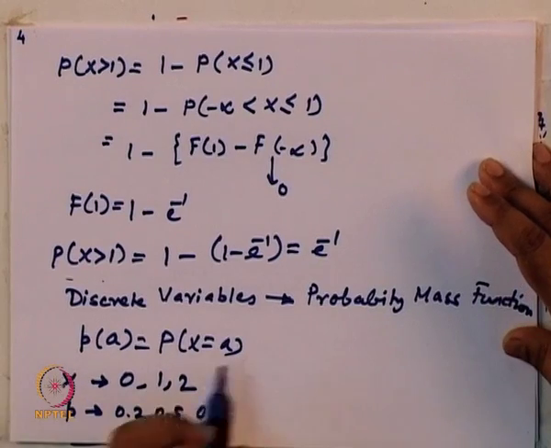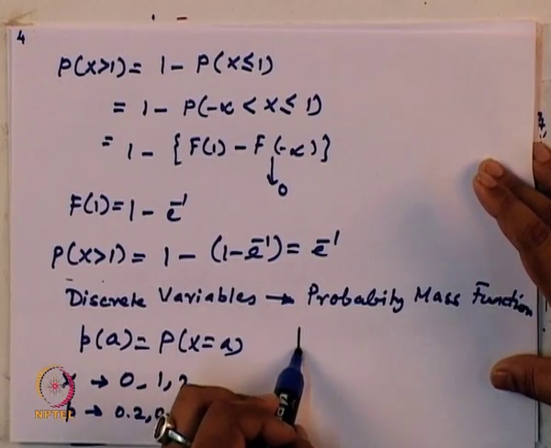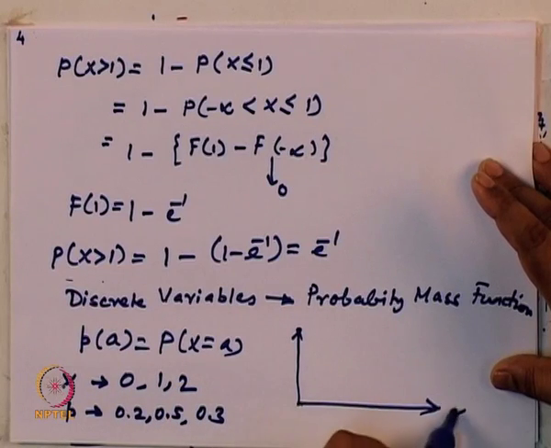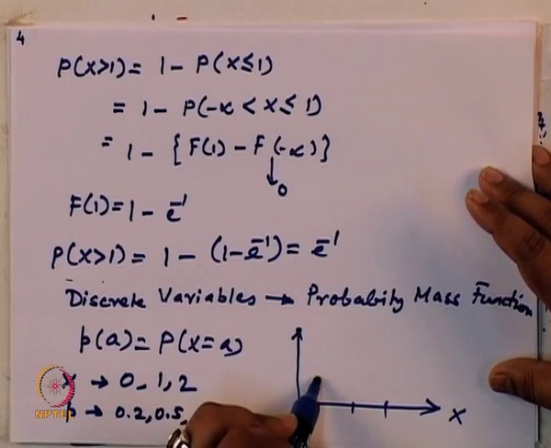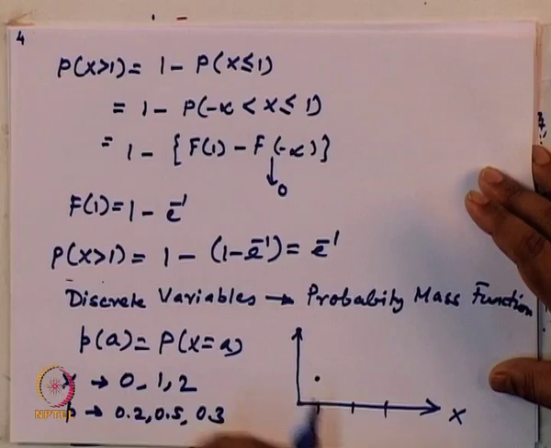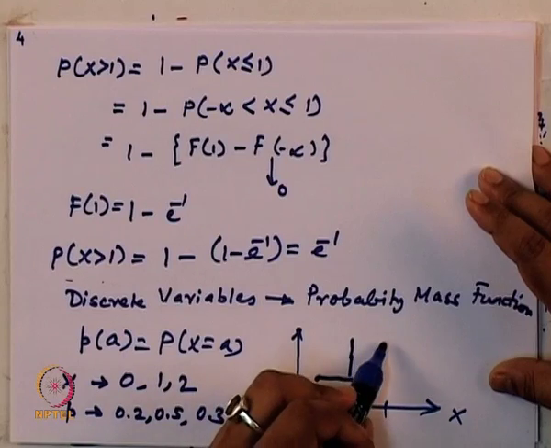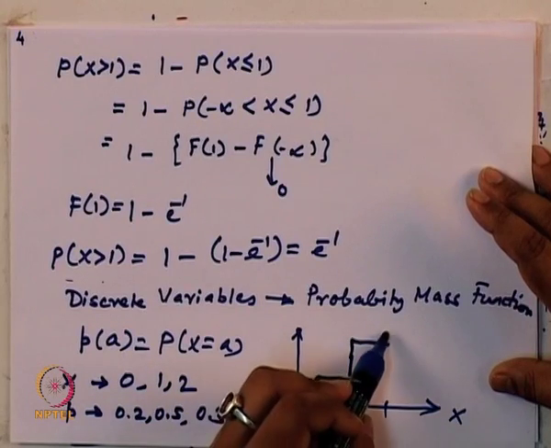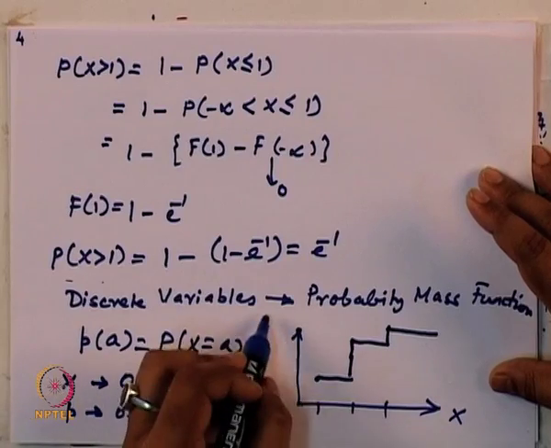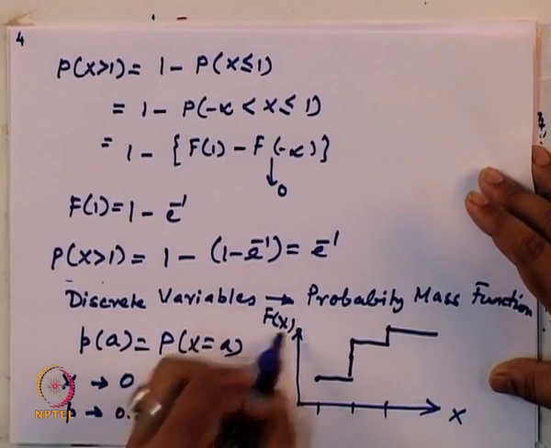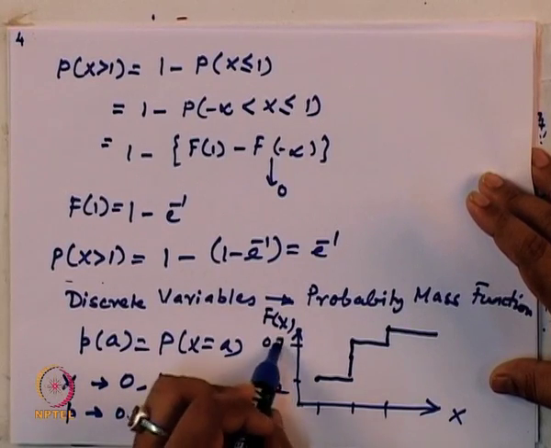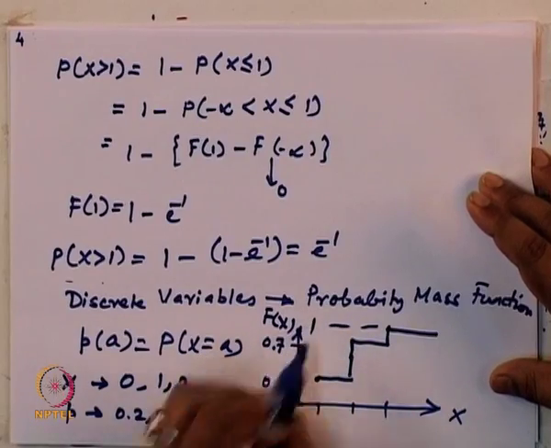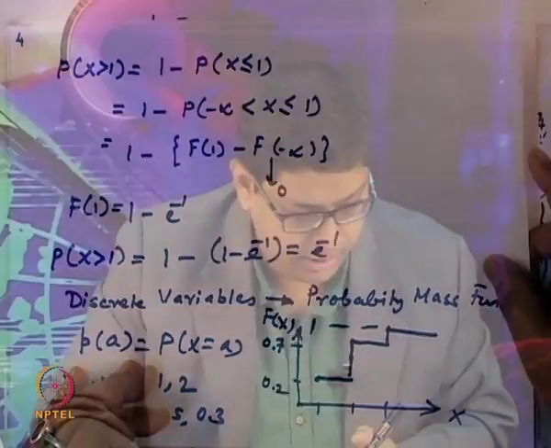From here I can compute the cumulative distribution function. The cumulative distribution function, so you have x. This value is equal to 0.2, this value is equal to 0.5, so you have 0.7 here, and from here you have the value of 1. So, this is how your f of x will look like. This value is 0.2, this value is 0.7, and this value is 1, this value is 1.